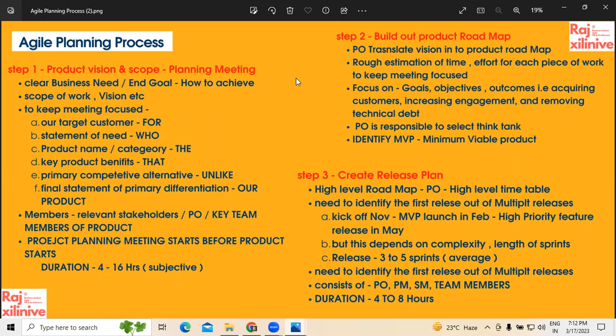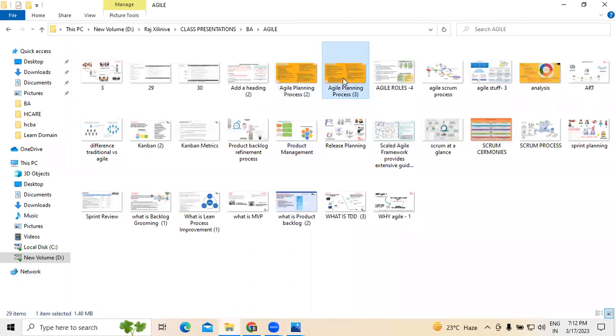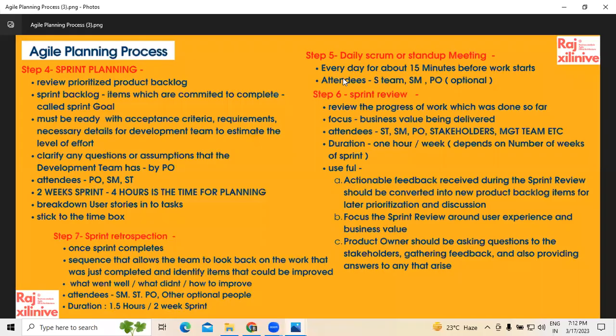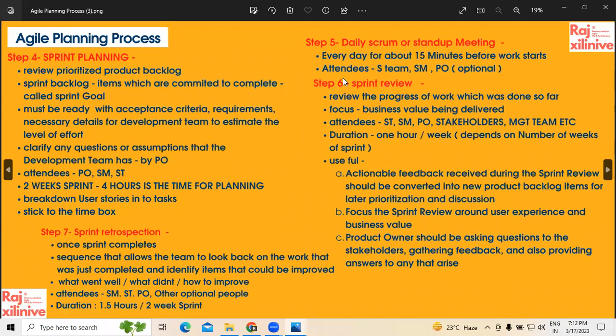One is about product vision and scope, which was the first step. Second, we need to build a product roadmap. Third, we need to create release planning. Followed by this, in the fourth step, we do sprint planning. After that, daily scrum and stand-up meetings, sprint review and retrospection. These are all what we call agile scrum ceremonies. Sprint planning, daily scrum, sprint review, retrospection, all these come under scrum ceremonies.